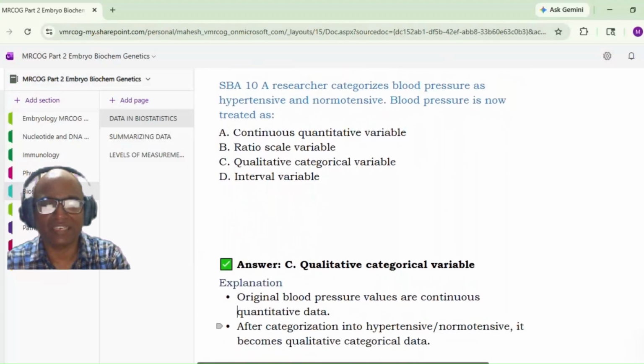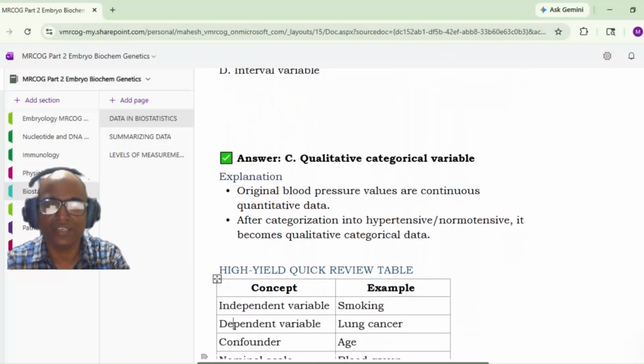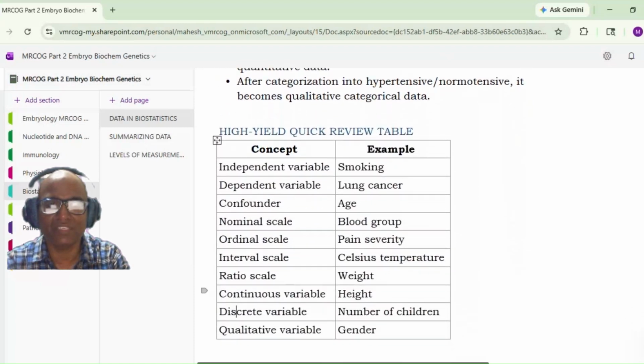So qualitative categorical, where the original blood pressure values are continuous quantitative data. After categorization into hypertensive and normotensive, it becomes qualitative categorical data. From the examination point of view, same thing: independent variable is smoking, dependent variable is lung cancer, confounder may be age in this particular example.